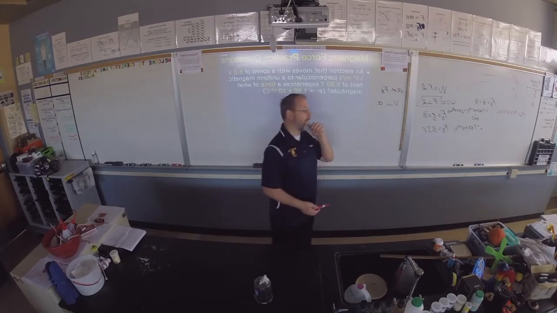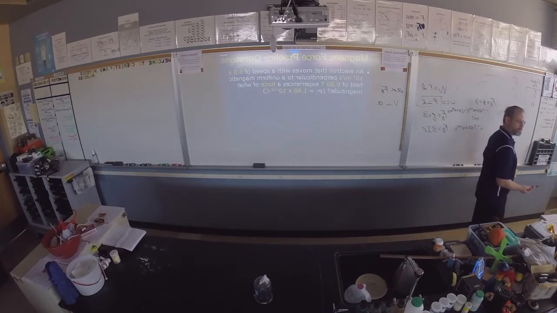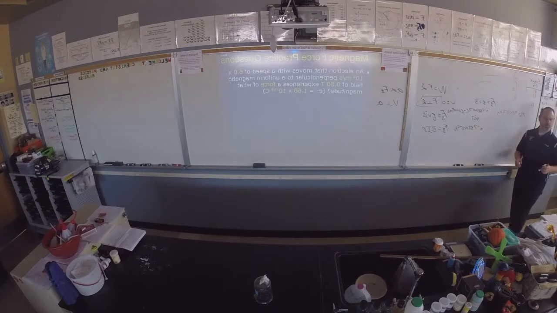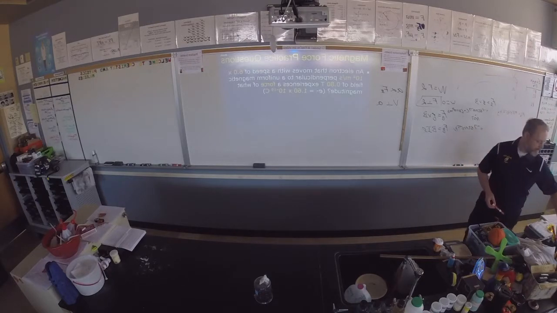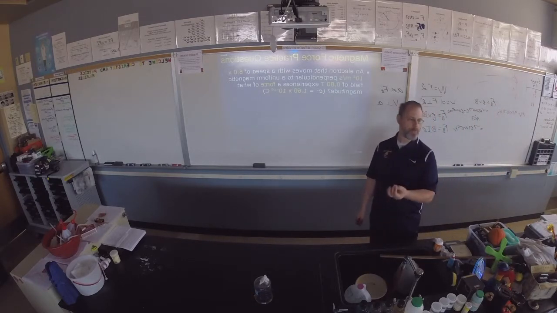Single electron? I know that I should know this, but the 1.6 times 10 to the negative 19 is just the charge. It is the fundamental charge. So this is what Millikan came up with when he did the oil drop. This is the fundamental charge, or the smallest charge that can exist. It's the charge on a single electron or a single proton.